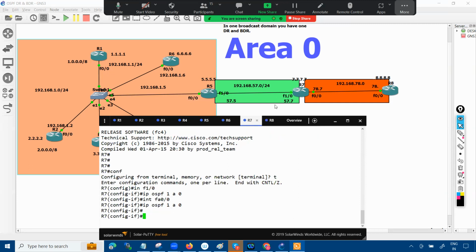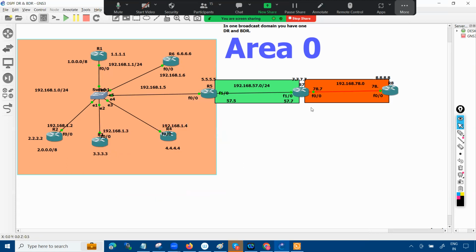Now, in that case, what happened? All of them belong to the same area, right? Right now, all these routers are in the same area. So now, how many LSAs will you have? 1, 2, 3, 4, 5, 6, 7, 8. You will have 8 router LSAs.